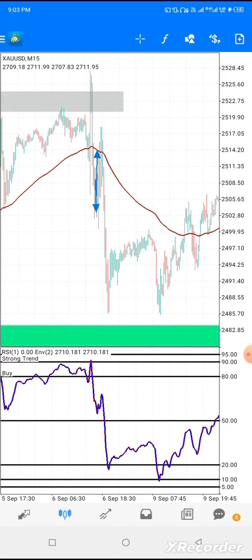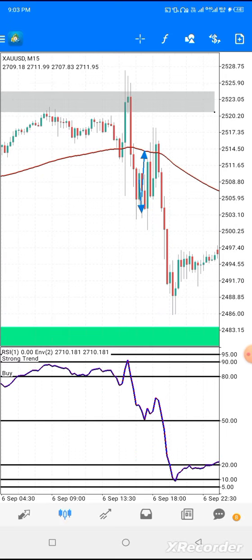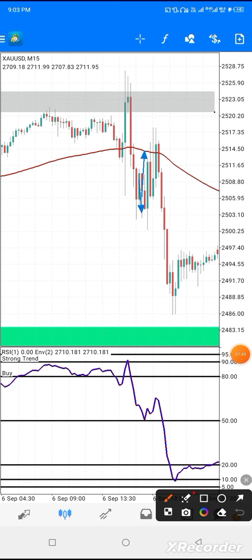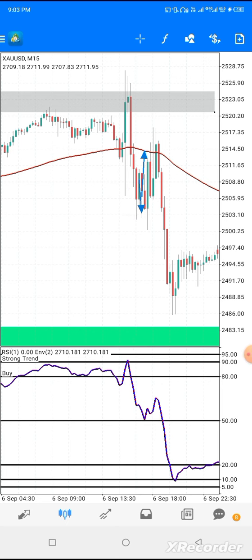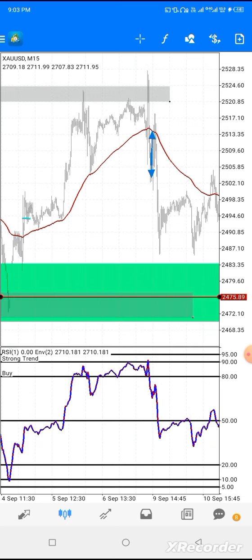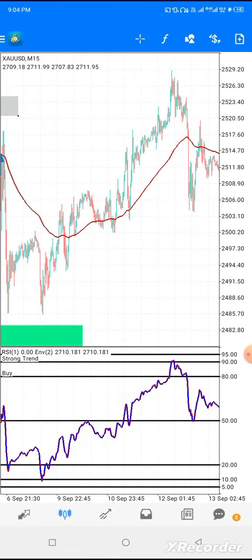And at this point, once it came and closed below the moving average after hitting the 90 or the 95 level, you exit that trade. That's it. It's that simple. Now let's see another entry.